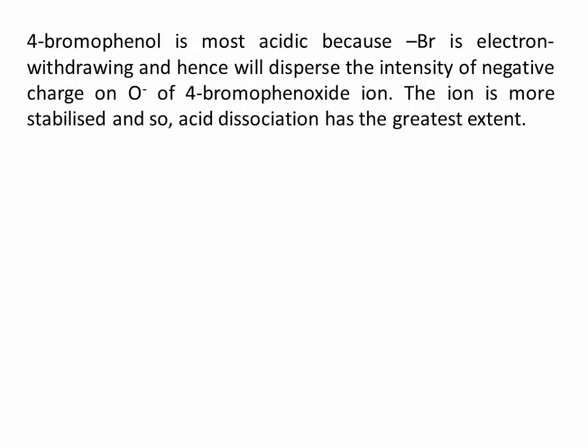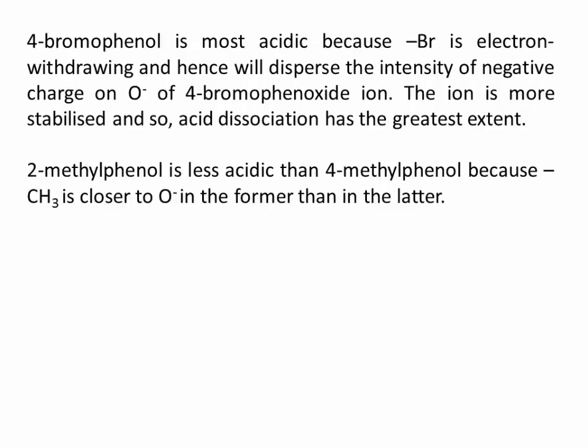Okay, so that is for your 4-bromophenol. So now we compare 2-methyl phenol and 4-methyl phenol. Why is 4-methyl phenol a stronger acid than 2-methyl phenol? It has got to do with the proximity of the methyl group, how near or how far it is from your O minus. So in this case, 2-methyl phenol is less acidic because in 2-methyl phenol, the methyl group is closer towards O minus. And what is the effect?